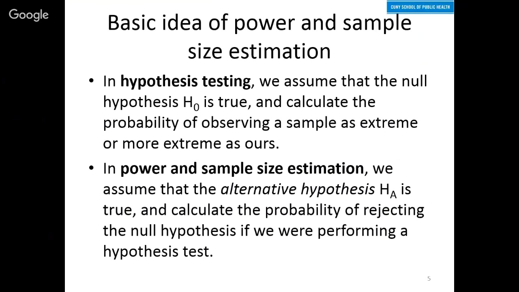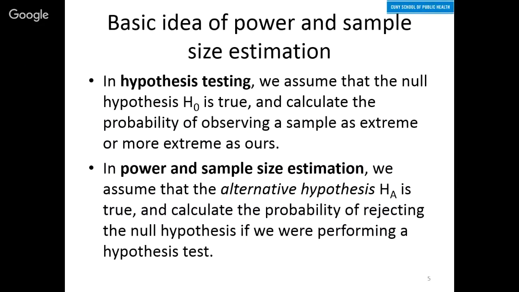The idea is quite different from what we've been talking about in hypothesis testing, because in hypothesis testing, you all know by now that we start by assuming that the null hypothesis is true. And under that assumption that the null hypothesis is true, we calculate the probability of the sample that we observed or something more extreme. So it starts with that assumption that the null hypothesis is true. For power calculations, you do the opposite. You start by assuming that the alternative hypothesis is true, and then continue to calculate the probability of rejecting the null hypothesis in the future when we perform this hypothesis test.